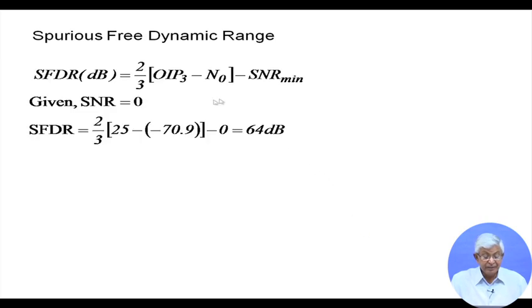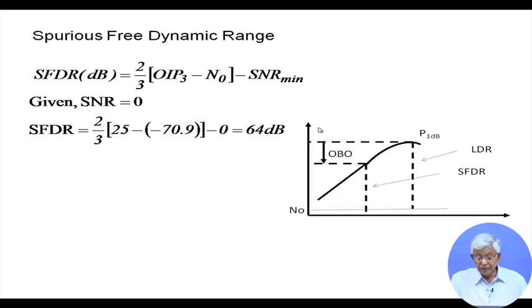And spurious free dynamic range, in dB, is 2/3 of OIP3 minus N0 minus SNR minimum. In our case, given SNR minimum is 0. So, SFDR is 2/3 of 25 minus the minus 70.9, which was noise. So, it comes out to be 64 dB. So, SFDR is 64 dB.